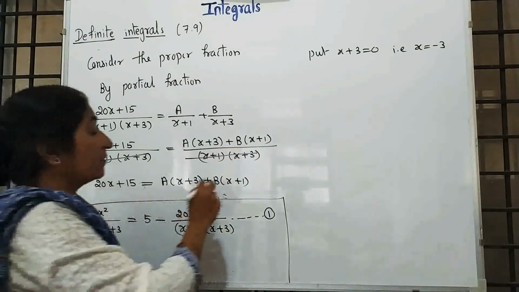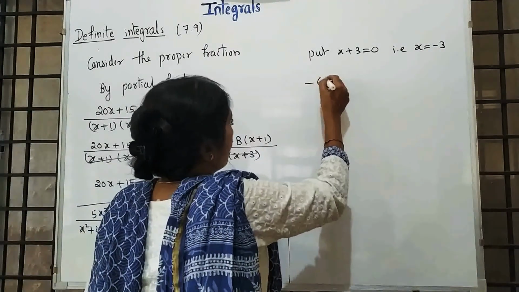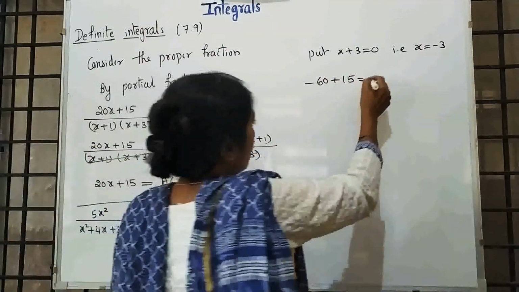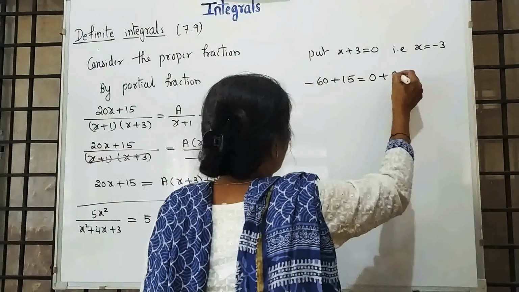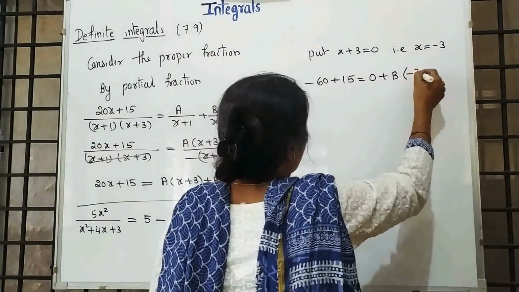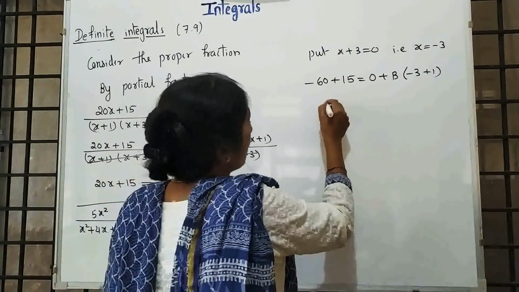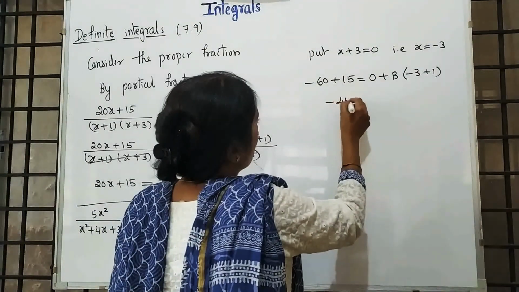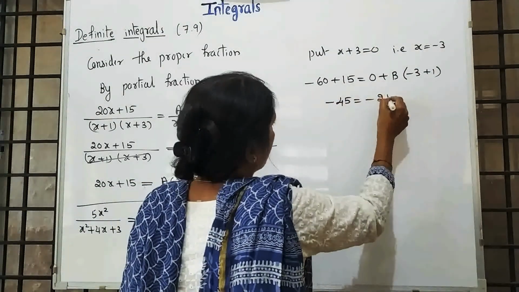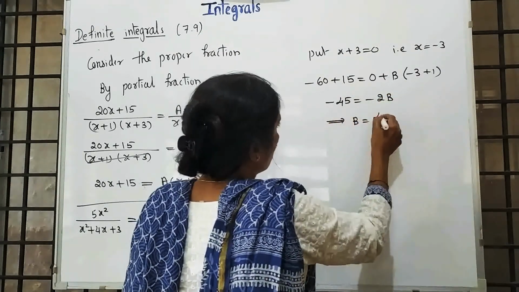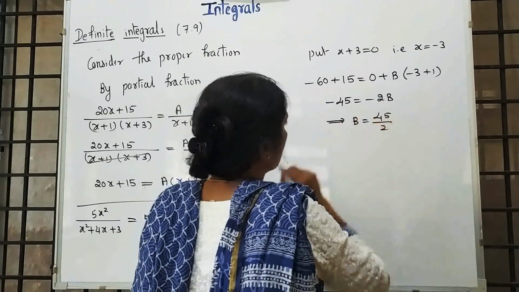20 into -3 is -60, plus 15 gives -45. On the right, -3 + 3 is 0, plus B into (-3 + 1). So -45 = -2B, which implies B = 45/2.